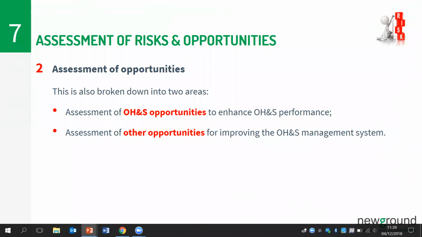It then goes on to require assessment of opportunity, which is also now broken down into two areas. So firstly, you must identify and assess occupational health and safety opportunities to enhance your safety performance. So here you need to consider opportunities to eliminate hazards and reduce occupational health and safety risks, which is what you might traditionally term to be further control measures from your risk assessment process, such as automation of high-risk activities and work rotation, those types of things.